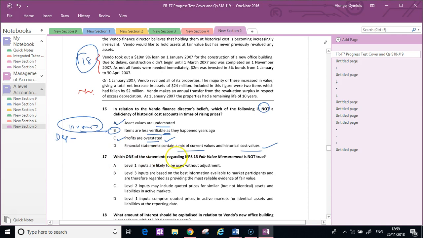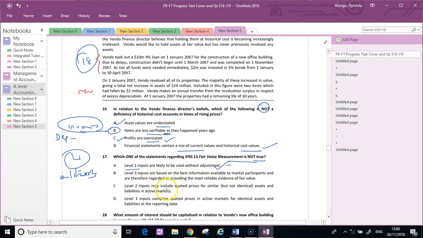Now, level 1 inputs, so this is about fair value, which is not true. So level 1 is pretty much open market, most reliable. We just go out there. It's like going on to Auto Trader. Level 1, if you like, Auto Trader. So we can almost trust the information that's out there. There's a market for these goods. So this is true. You don't really need to adjust. You can trust the market here.